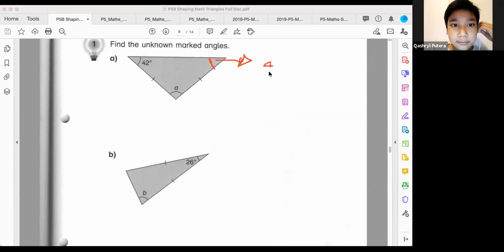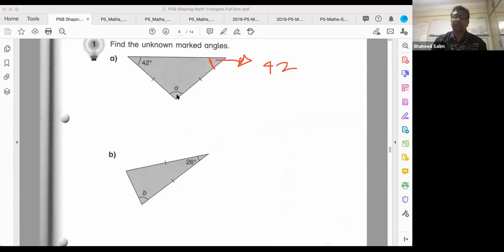42. So you must take 180 minus 42 minus 42. Then you get the third one on here. Remember, you must take 180 minus 42 minus 42. Then you get this angle here. Let us see now for Mr. Just hold on now, let me just calculate now.